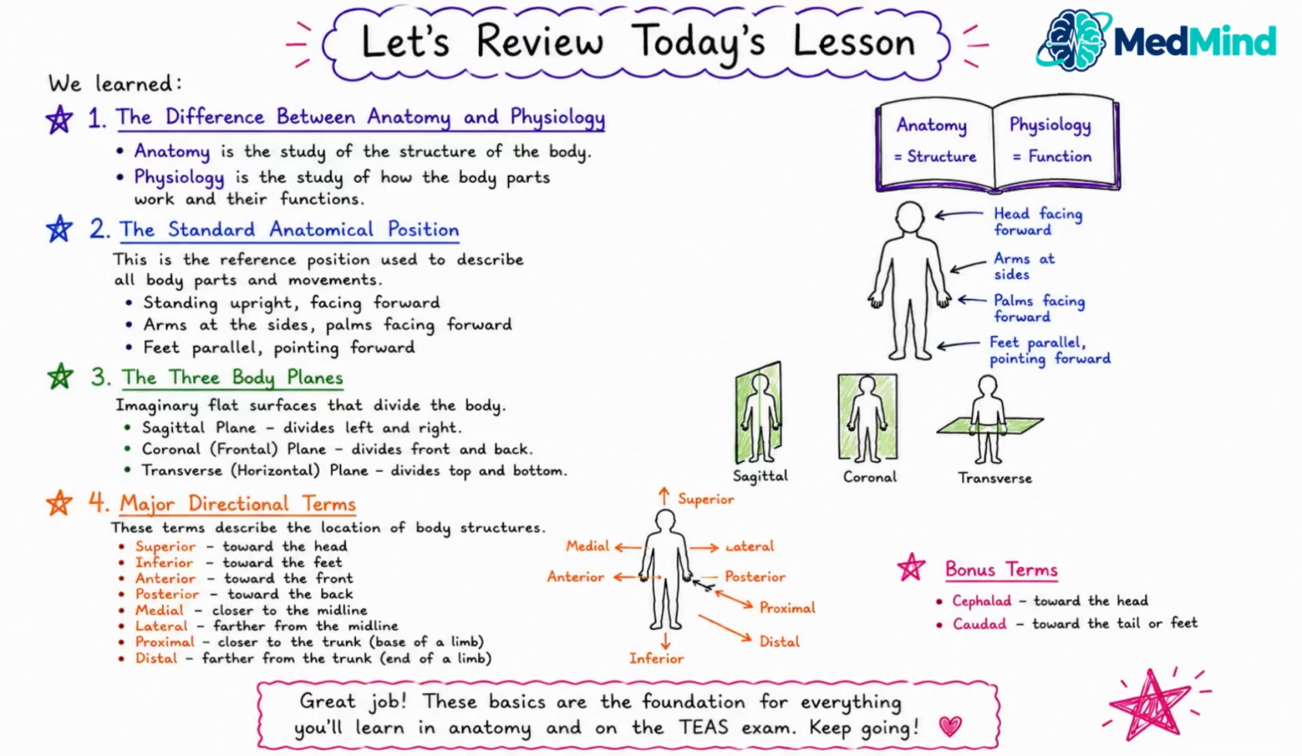And after that, we explored the three anatomical body planes. The sagittal plane divides the body into left and right portions. The coronal or frontal plane divides the body into front and back portions. And the transverse or horizontal plane divides the body into upper and lower portions. Remember these three planes because you will see them in anatomy, medical imaging, and on the TEAS exam.